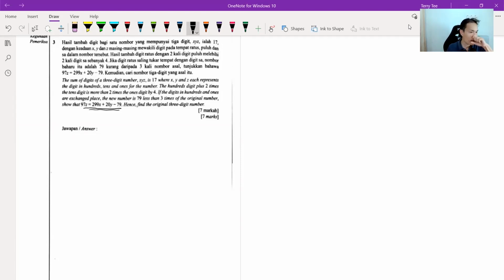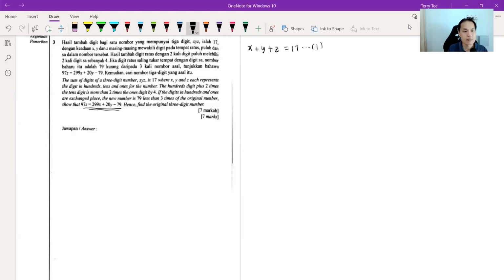Okay, so the sum of the digits of a 3-digit number xyz is 17, where x, y, z each represent the digit in the hundreds, tens, and ones. If the sum of digits is 17, that means the first equation will be x plus y plus z equals 17. We call this equation number 1.